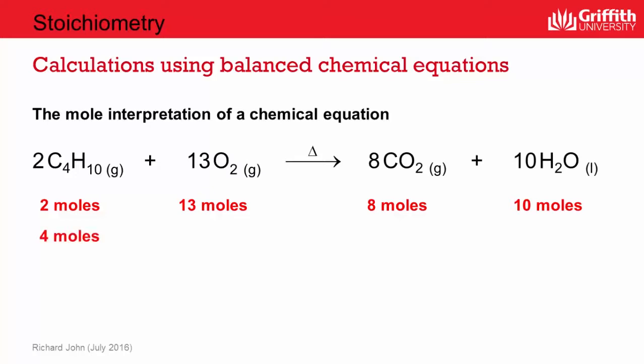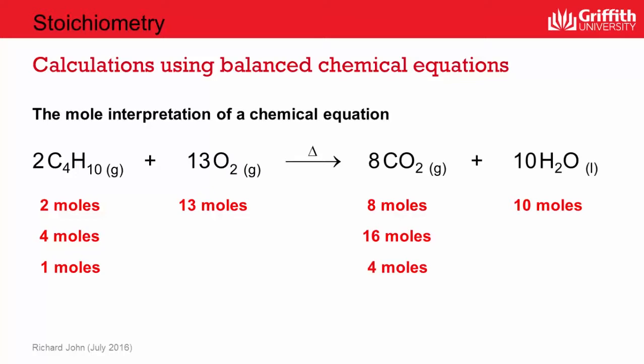So if I started with 4 moles of butane, how many moles of carbon dioxide would I produce? The ratio 8 to 2, the stoichiometric coefficient of 8 in front of carbon dioxide and 2 in front of butane, can be used to help us with these calculations. So for example, using the ratio 8 to 2, if I started with 4 moles of C4H10, I would get 16 moles of carbon dioxide. If, however, I only started with 1 mole of C4H10, I would only end up with 4 moles of carbon dioxide.